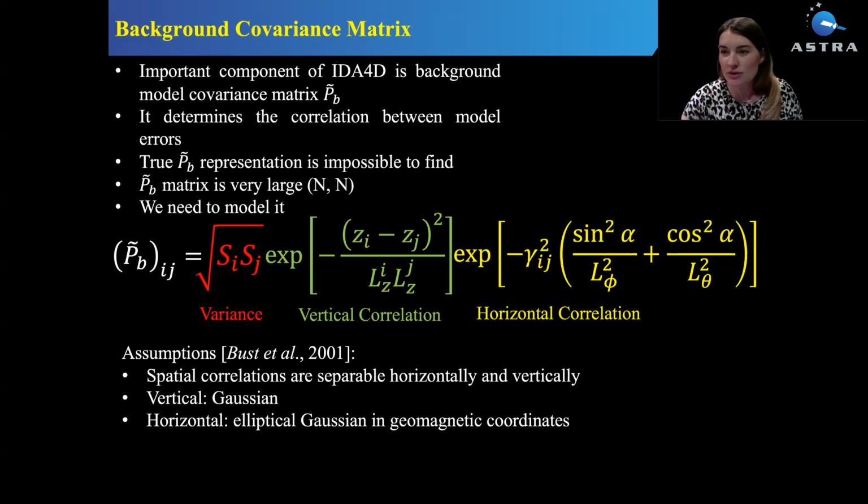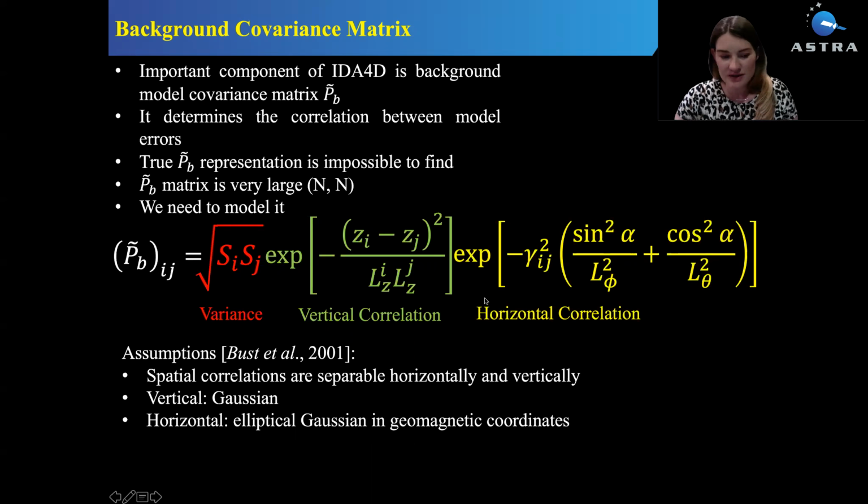Here is the equation that describes each component of this matrix. The correlations are determined between points i and j. This matrix can be separated into three different ones. The first one explains the variance of the model. The second one is in charge of the vertical correlation distribution. And the third one, which this presentation is about, is the horizontal correlations.